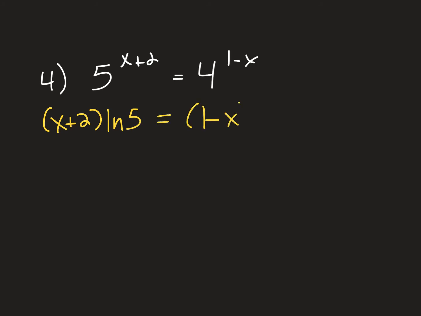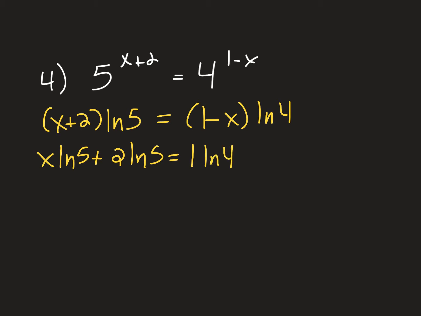Over here, 1 minus x, natural log 4. Because I have 2 numbers in my exponent, I'm going to distribute the natural log 5. So I'm going to put x natural log 5 plus 2 natural log 5. And over here, 1 times natural log 4. I don't really need that 1. Minus x natural log 4.